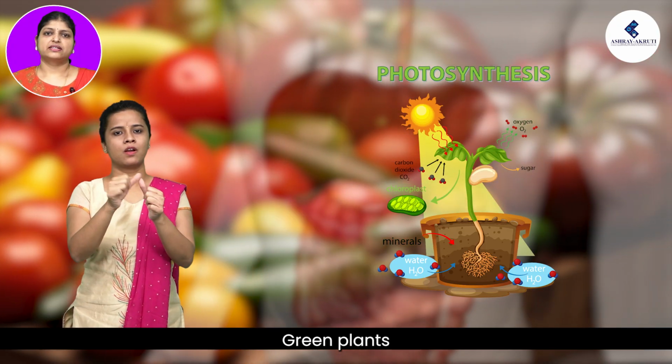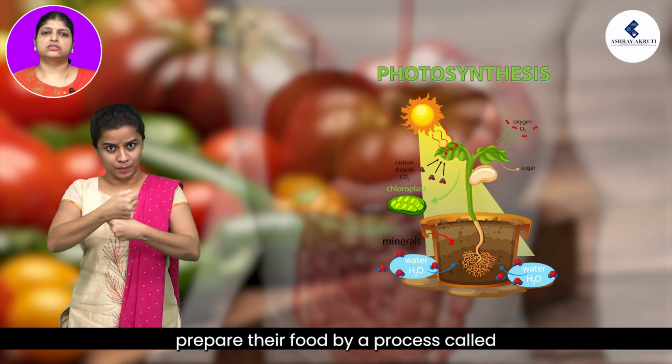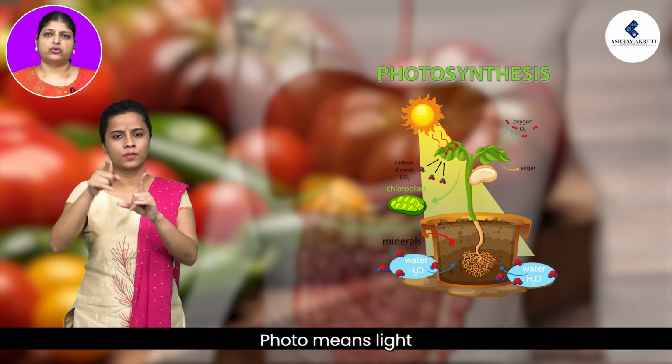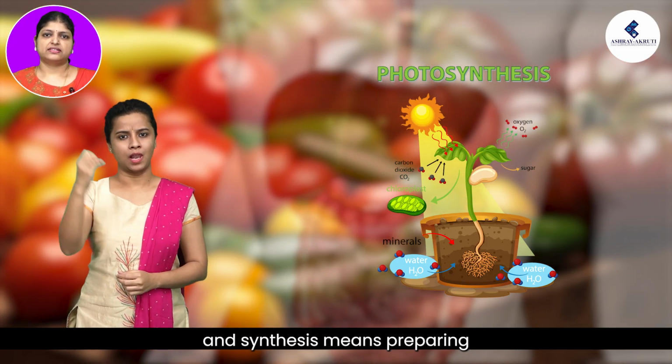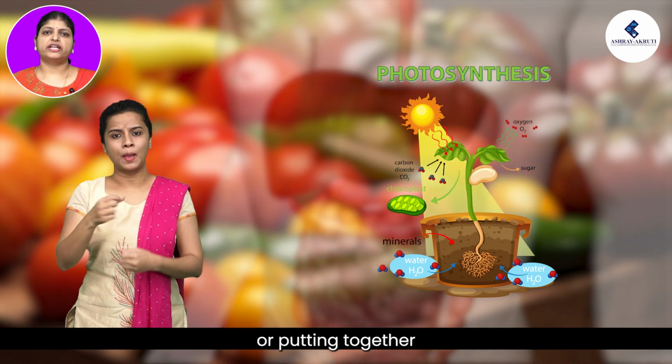Green plants prepare their food by a process called photosynthesis. Photo means light and synthesis means preparing or putting together.